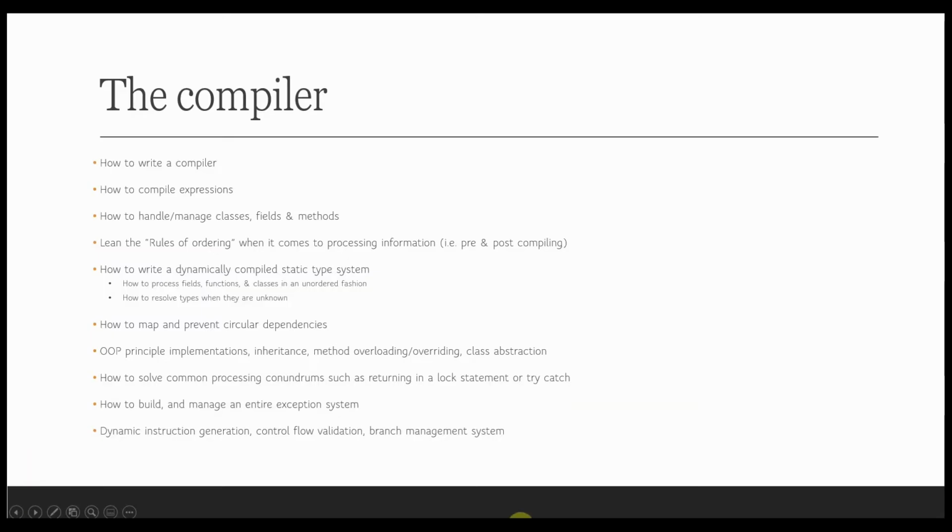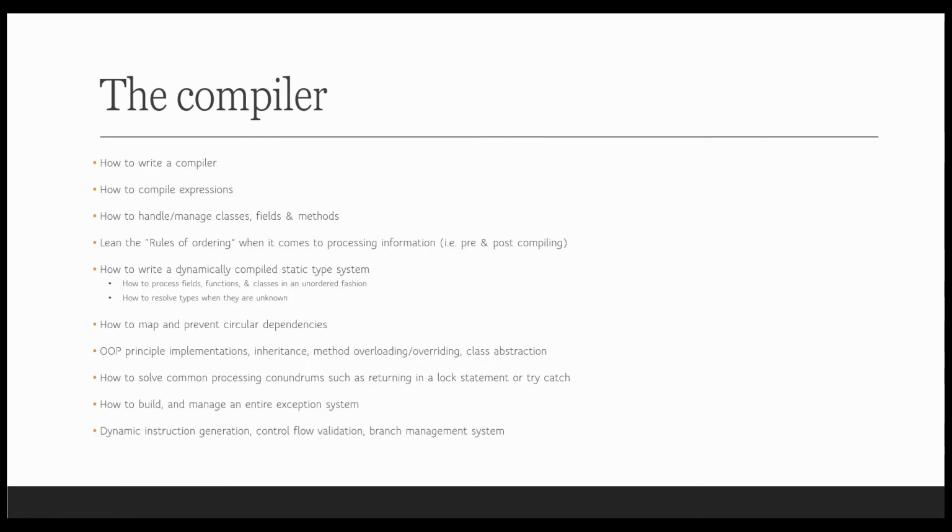We're also going to learn about control flow validation and building a branch management system. Control flow validation would be something like if you have a function that returns an integer, let's say, and not all control paths return a value. So we're going to have some type of control flow validation. Now the validation is going to be very rudimentary. It's not going to be very complicated. I have a very easy system for that, so I don't think that one will be too bad.